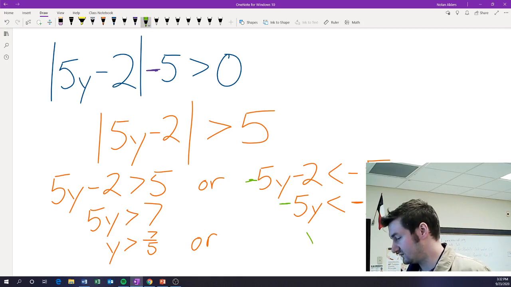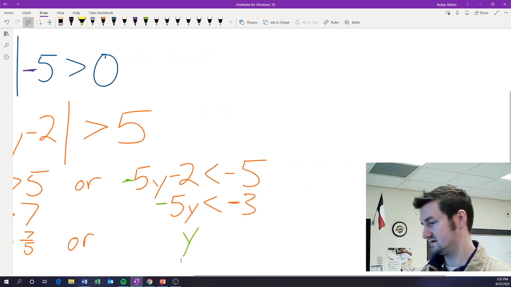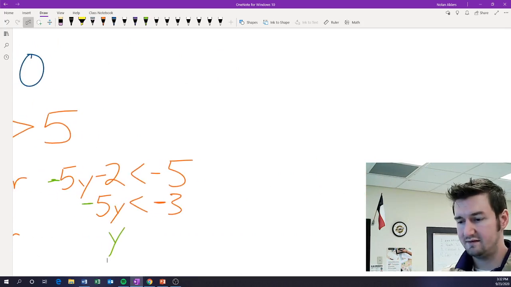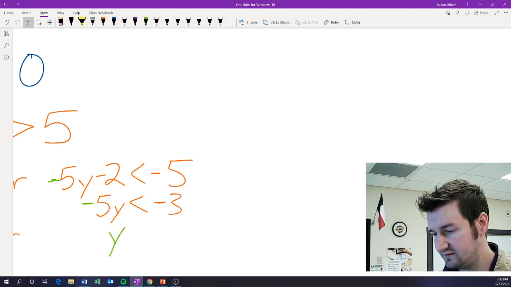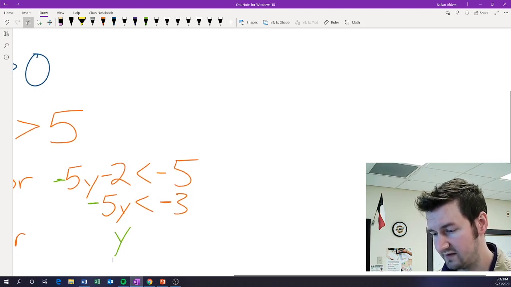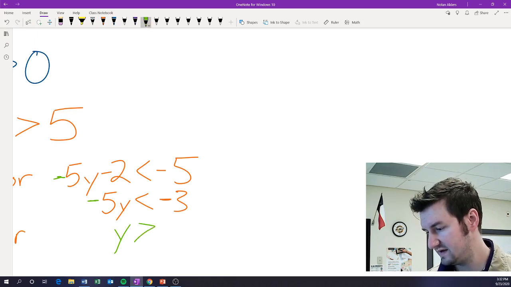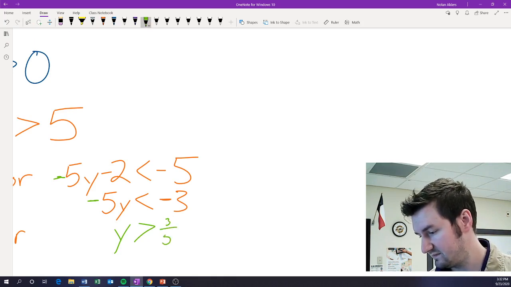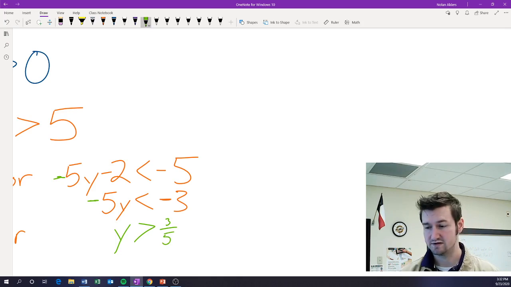So we would write it as y, and I just realized this is probably over my face, so let's scoot over here where y'all can see. Let's say instead we had the negative 5y, and we divide by negative 5. So we're going to change the sign from a less than to a greater than. And then it'll be negative 3 over negative 5, which is just 3 over 5. So y will be greater than 3/5. We flip the direction of that arrow.